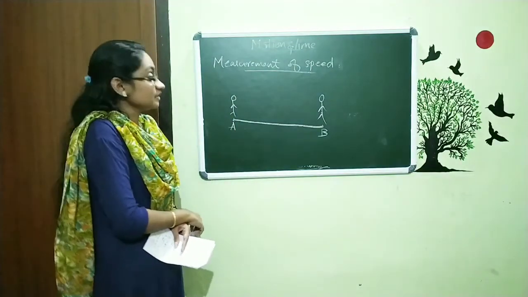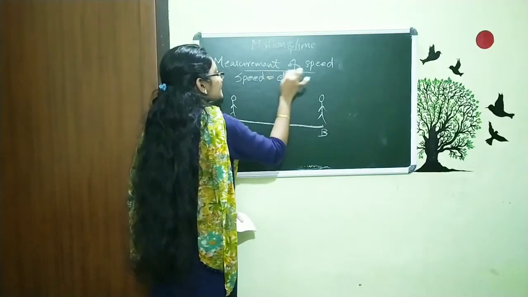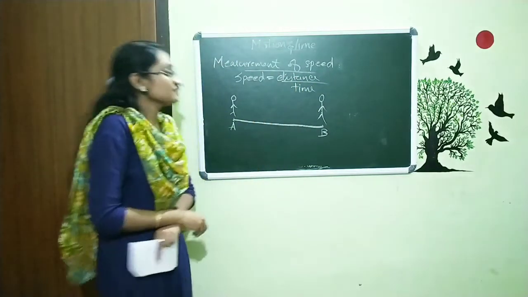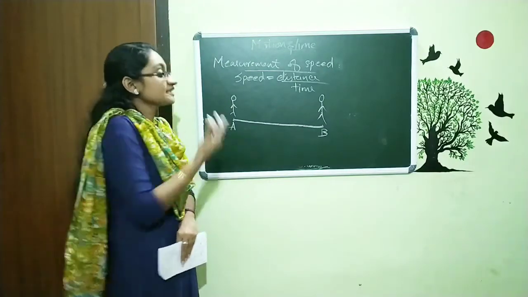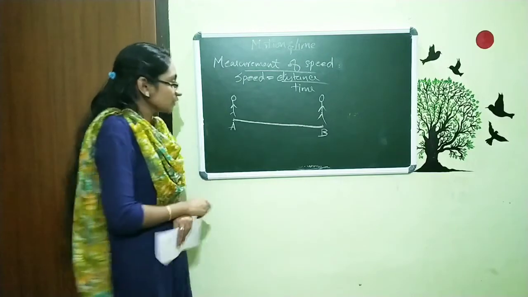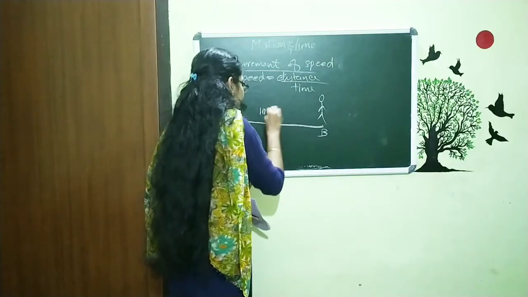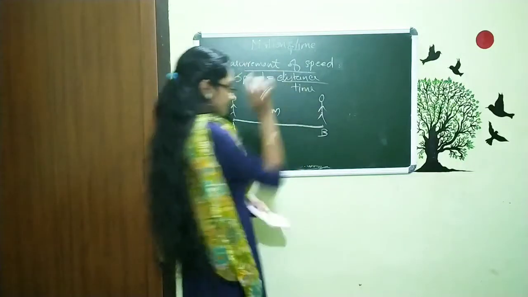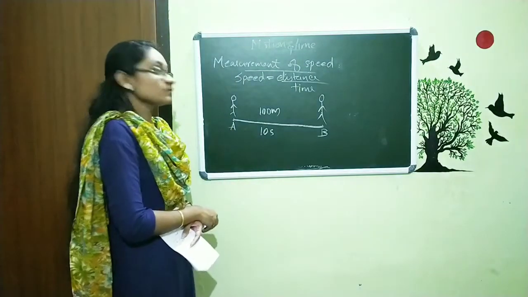How can we find it? We know our equation is speed equal to distance divided by time. That means we want to measure the distance traveled by this person and also find the time taken by this person and then just divide these two quantities. That is the thing we want to do here. So this person traveled, for example, 100 meters from this point A to point B. And for that he took the time of 10 seconds.